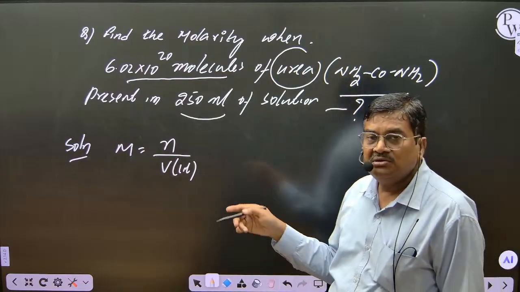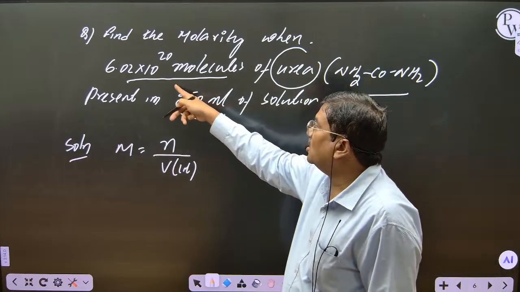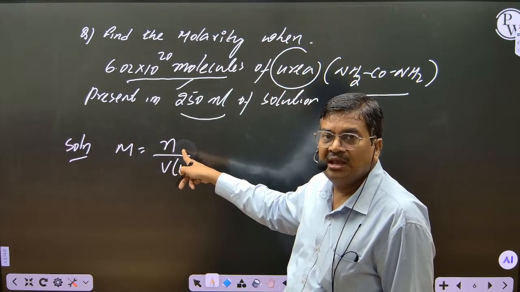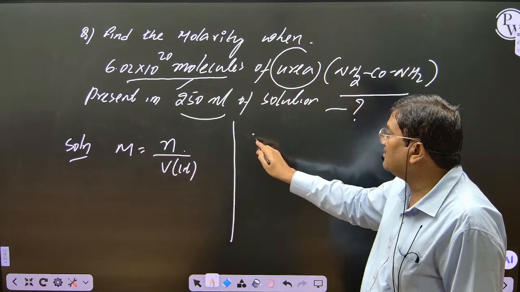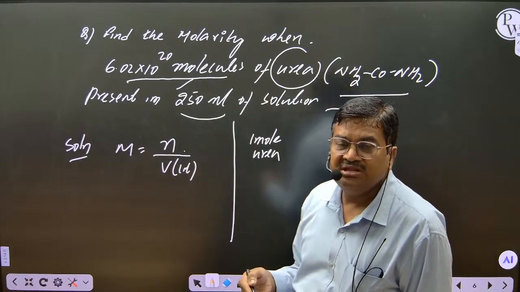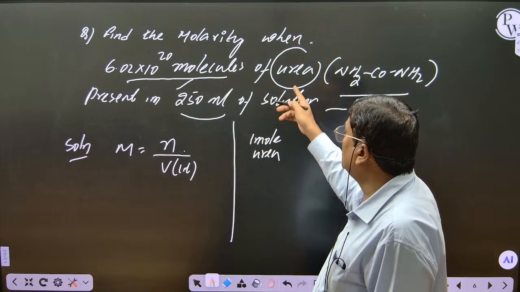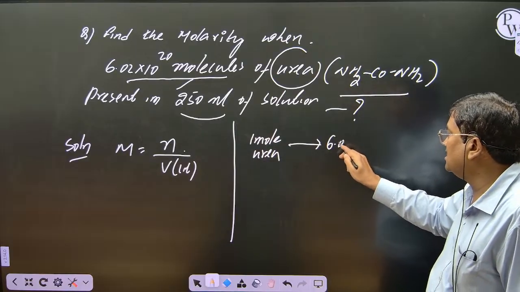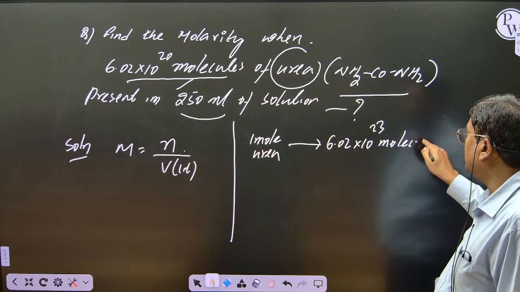But has he given you the number of moles directly? No. So what has he given? Molecules are given. You have to bring the molecules in terms of moles. In 11th class you are familiar with the mole concept. So are you getting the idea? If I take 1 mole of urea, how many molecules will be there? Avogadro number of molecules, correct? In 1 mole of urea, how many molecules will be there? 6.02 into 10 power 23 molecules of urea will be present.